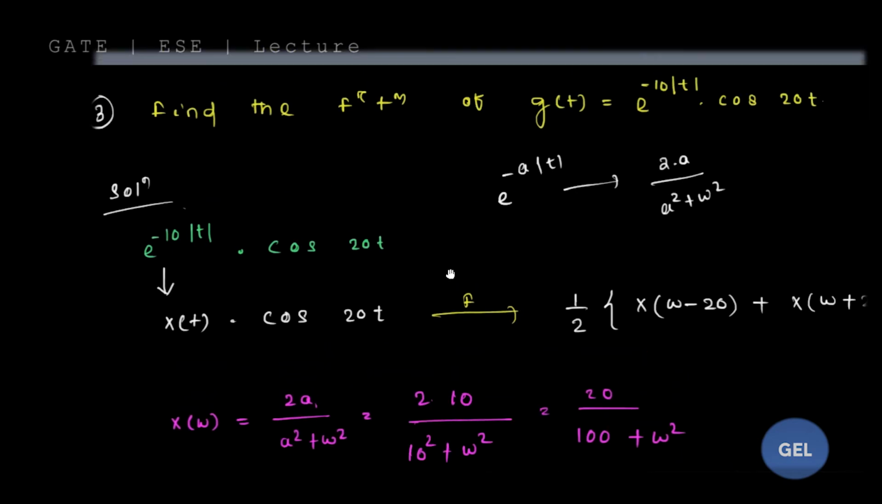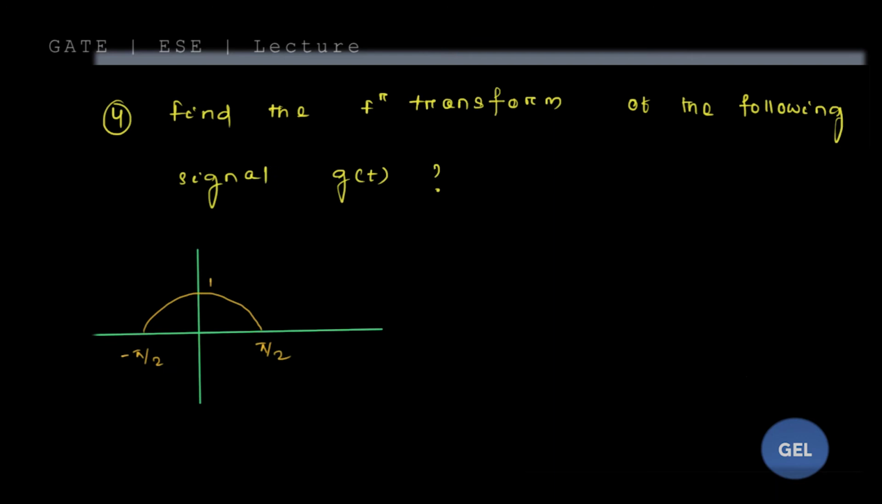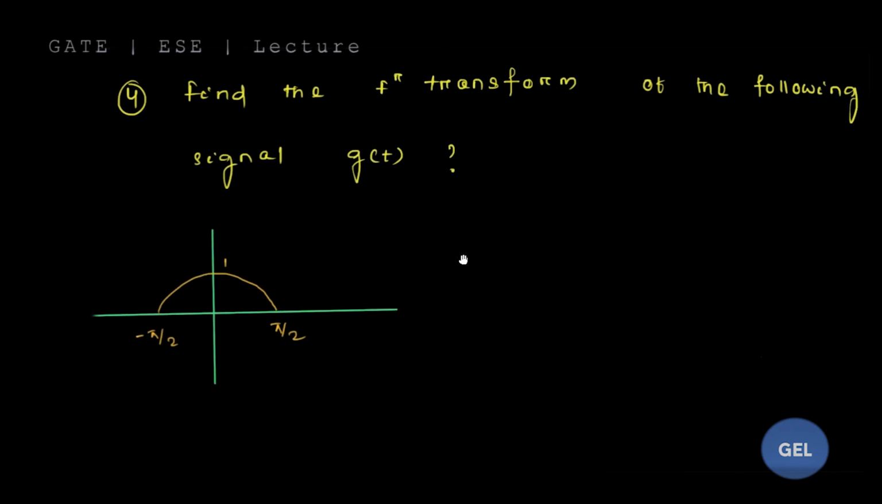Okay, this is how you need to do it. This is the quickest way to solve this question. Now the last question that I want to solve is a very simple and very important question. It asks for the Fourier transform of the following signal, that is g of t. Look here carefully, this is your g of t.